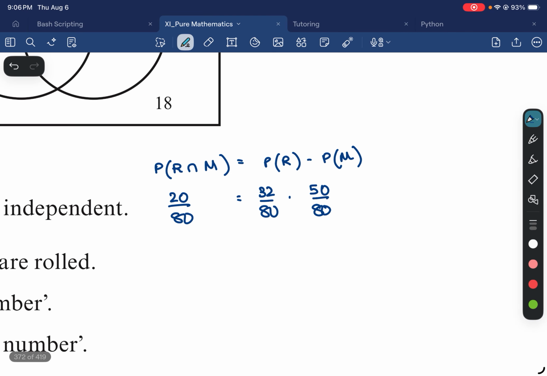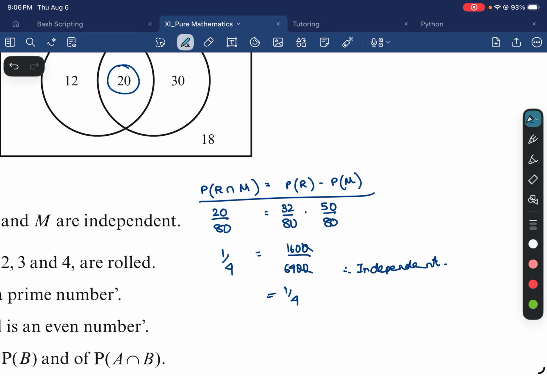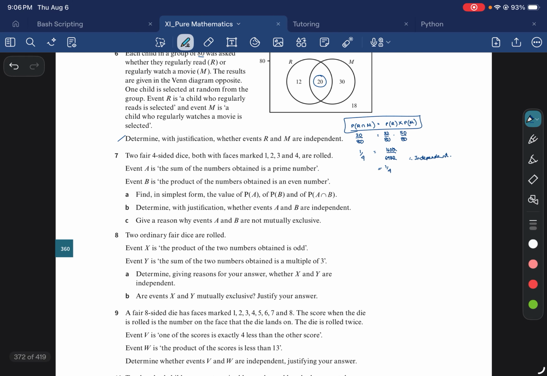All right, let's try to simplify this. My left hand side simplifies to 1 over 4. My right hand side, 32 times 50, simplifies to 1600 over 6400, right? Yep. And this is also, right hand side is also 1 over 4. So therefore they are independent, because this is satisfied. Sorry about it. This is multiplies. All right. So they are independent because it satisfies the formal definition of independence. All right.